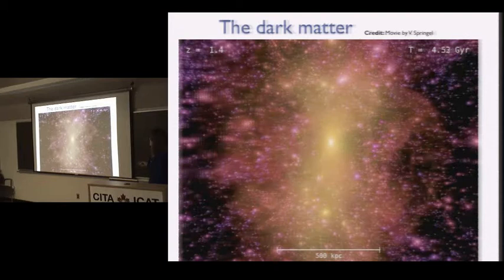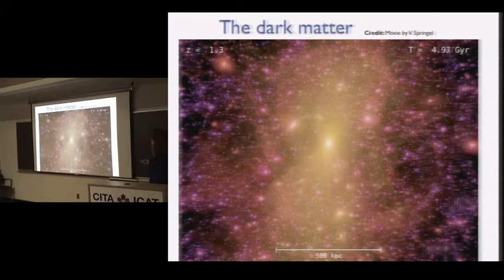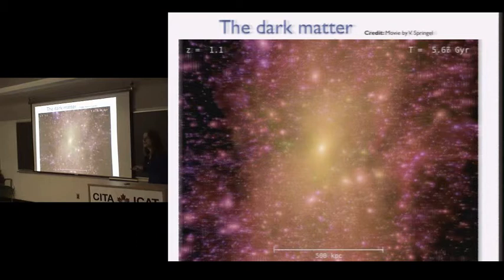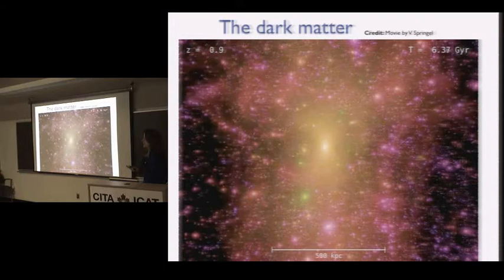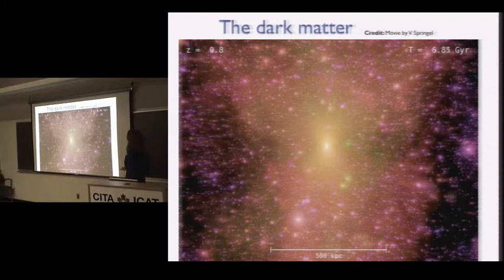And so what you can see is that it's basically an ongoing merger process of smaller structures that are falling into this main halo. It's not very violent. It was chosen to have no major mergers after a redshift of 1, such that you can possibly form a disk in such a galaxy. And we don't think the Milky Way had a very extensive merger history at recent times.